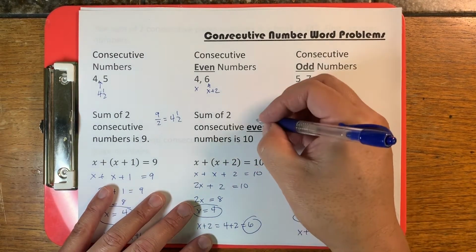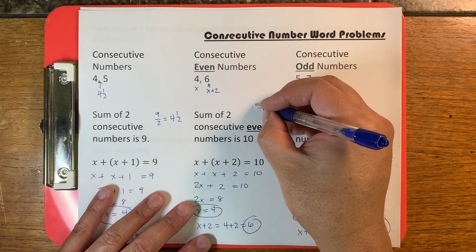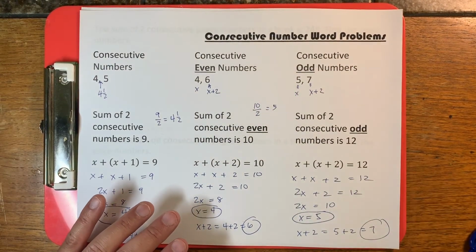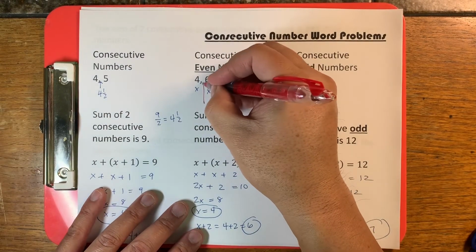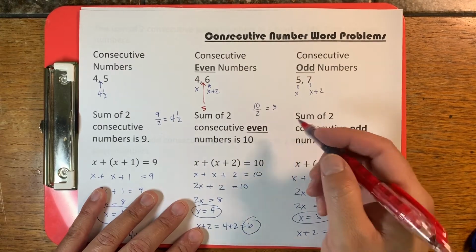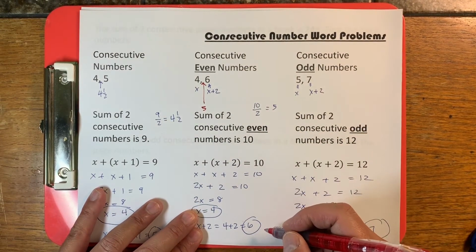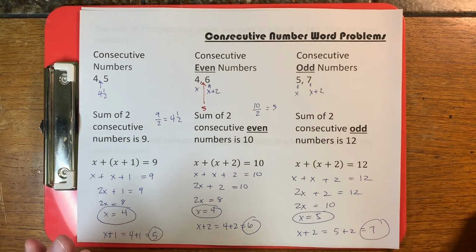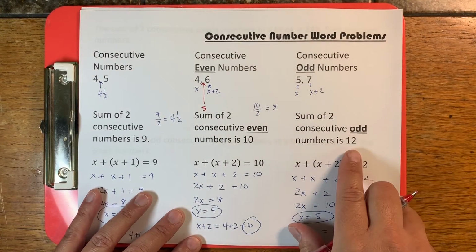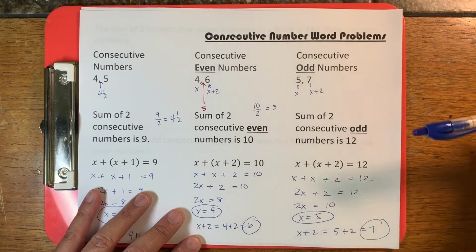Same thing over here. They sum to 10. So what's 10 divided by 2? 10 divided by 2 is equal to 5. And you can sort of see over here that 5 is the number that's in between 4 and 6. So if I say, what is the even number smaller than 5? It's 4. And the even number bigger than 5 is 6. That would give me the correct answer also. Now over here, let's do the cheat. 12 divided by 2 is 6.